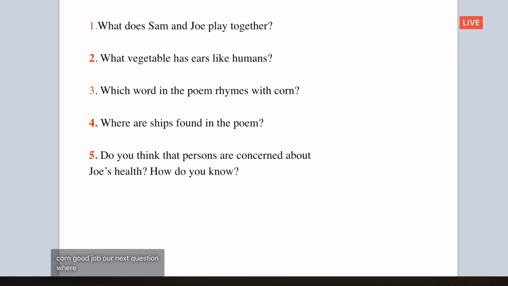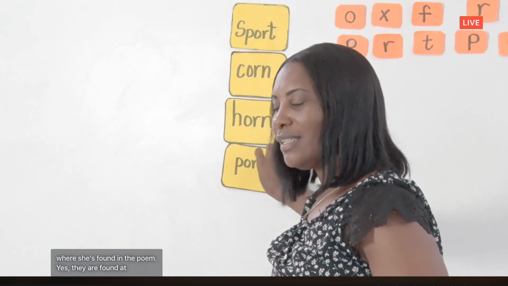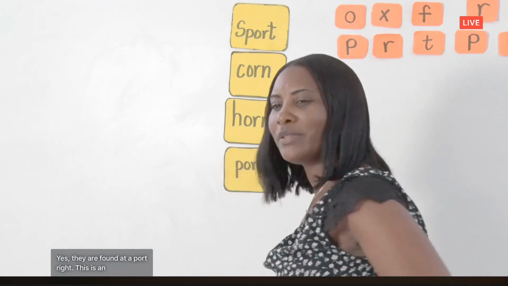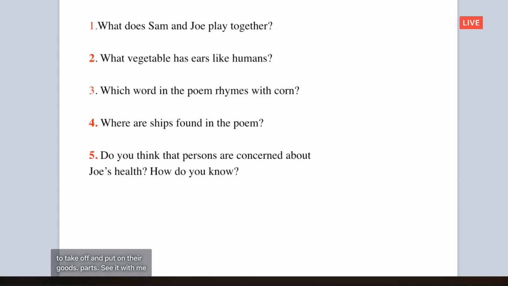Where are ships found in the poem? Yes, they are found at a port. This is an area surrounded by water and it has buildings, where ships go to take off and put on their goods. Port, say it with me, port. One last question.